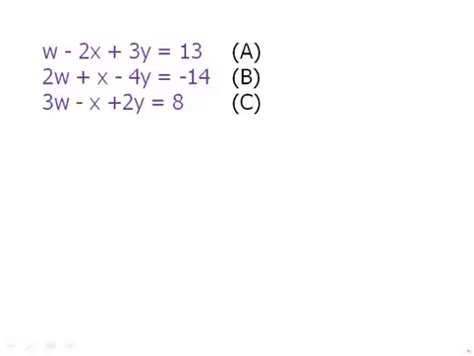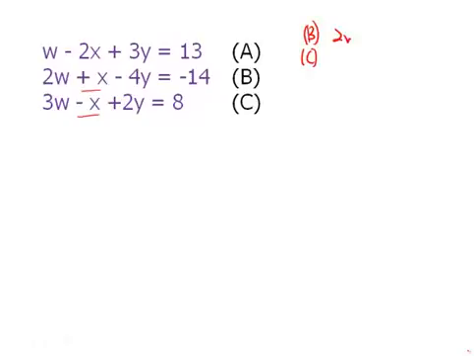Well, first thing that catches my eye, notice we have a plus x and a minus x. That really just kind of jumps out at me. It's kind of a screaming sign as far as I'm concerned in these equations. What that means is I could add those two equations and eliminate an x. So I'm going to add b and c.